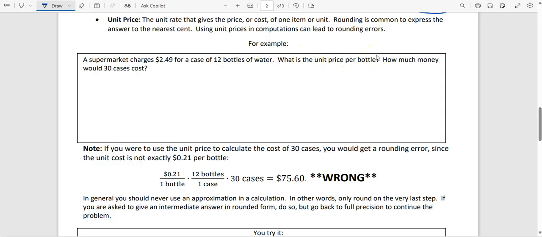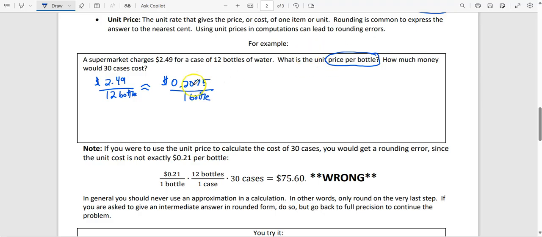So here we have the key. It tells us how to compute the rate. You take the price, divide by the bottles. So if we were to take the price and divide by the bottles, and we work that out with our calculator, we get 0.2075 per one bottle.